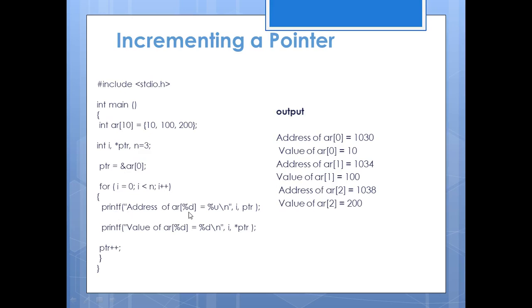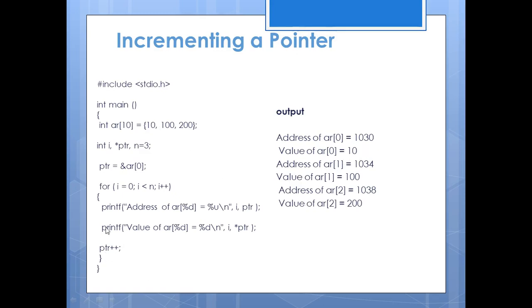printf address of array[%d] equal to %u, comma i, comma pointer, which means when i equal to 0, the value of i is 0, i less than n, that is 0 less than 3, the condition is true. Then printf array[0], that is the location, since it is indicated %u, we get the location 1030. Then next line, printf the value of array[0], that is the value in the 0th position is 10. We are getting the value as 10.